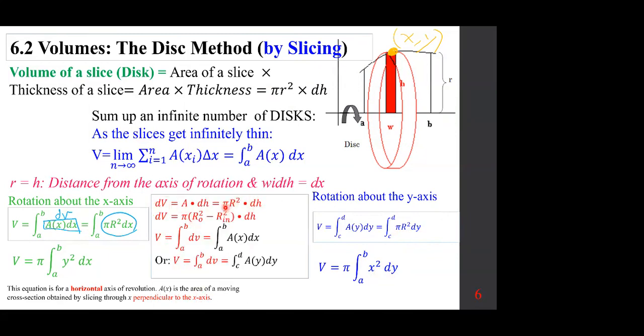Instead of that, I rather go with the way I write it. I'm going to write it as dV, and an increment of volume is pi r squared dh. Okay, what is r? You have to figure out it's normally either x or y. And what is dh? Well, if you go along the x-axis, we're going to go from a to b, right? Because we are revolving this way.